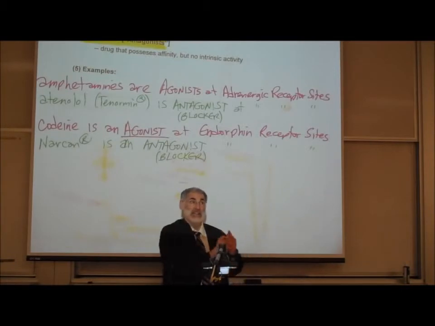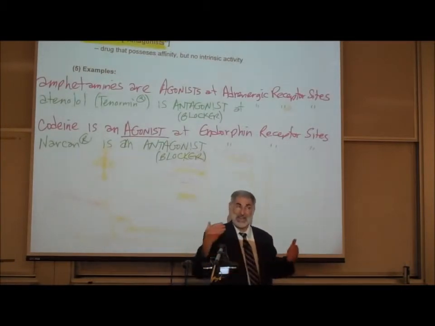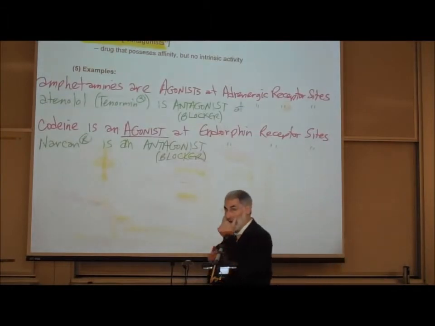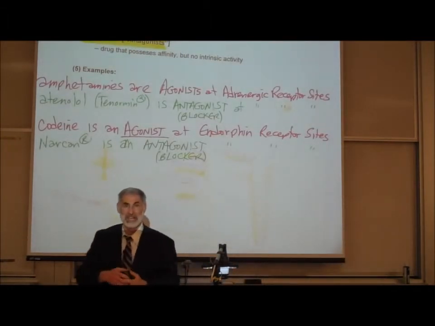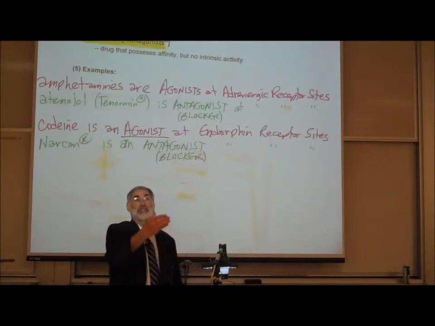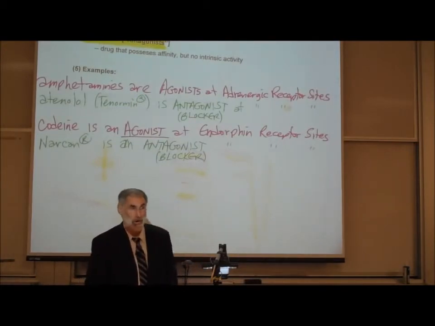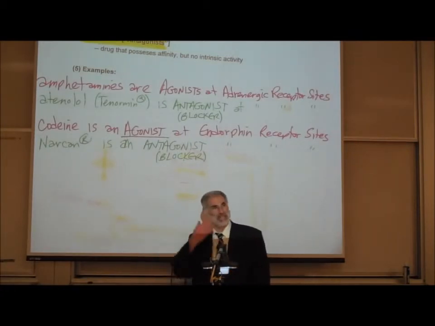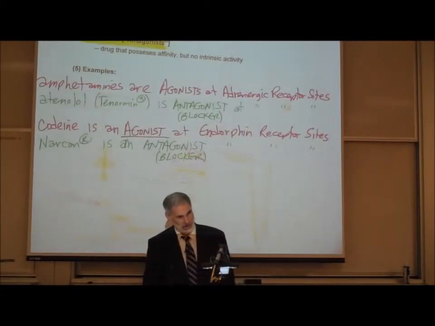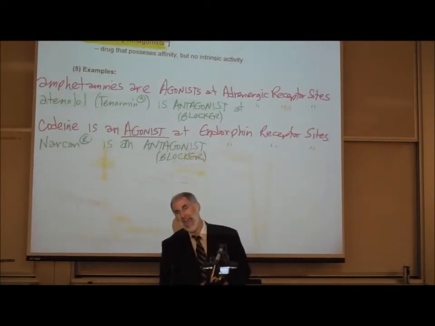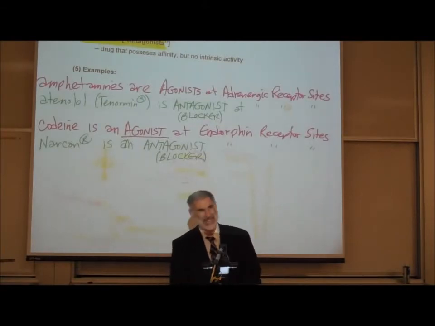Narcan had even higher affinity for the endorphin receptor sites than even heroin did. It bumped the heroin off the receptor site, and now it's blocking it. The person immediately goes into withdrawal with Narcan. The whole effect of their heroin ends right there after a single shot of Narcan. All right, so we have all these drugs that are agonists and blockers, mimetics or antagonists.